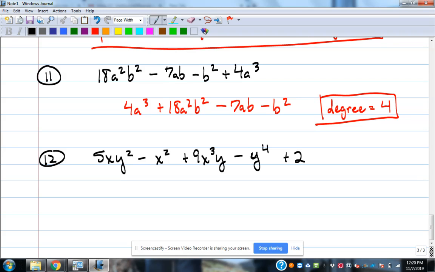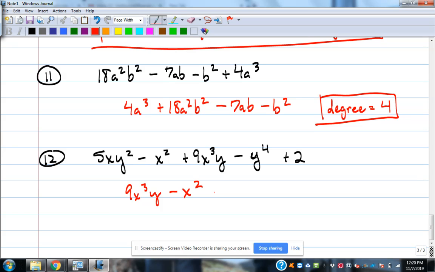So which one do we go by to do the descending order? X comes first in the alphabet. Takes you a while to get there. That's the 24th letter, so it takes a while to get there. So X goes first. So we look at the powers of X, and we start with 9x cubed y, right? Because that's got the most x's. And then the next would be negative x squared.